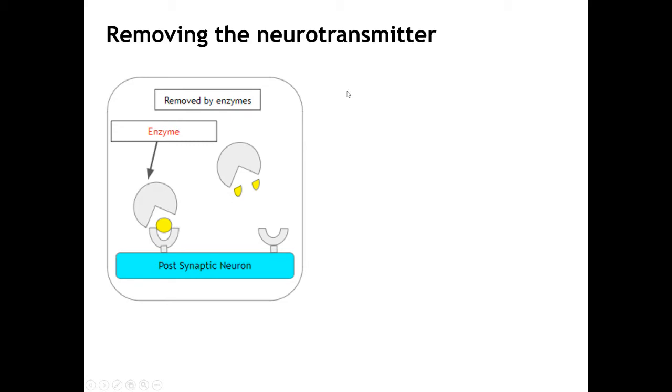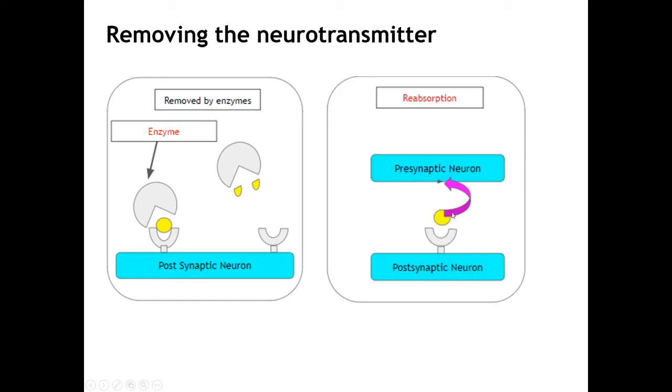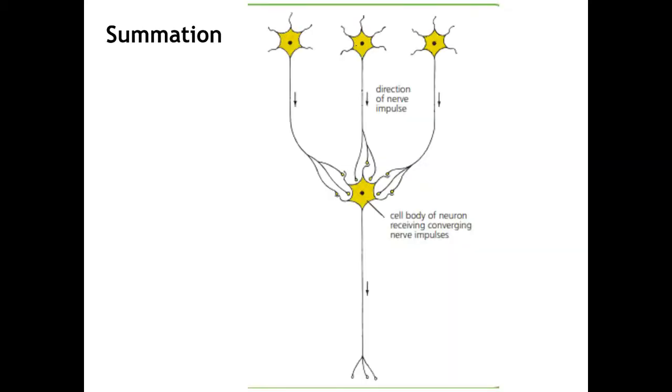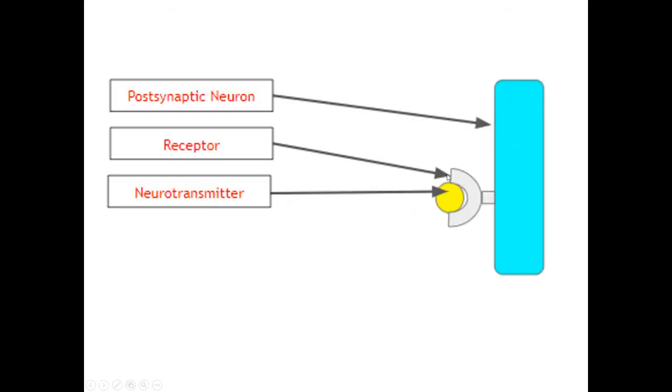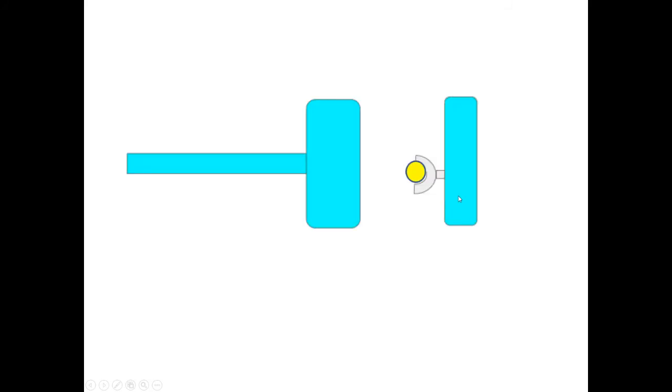The two main ways we talk about this happening is by the use of enzymes. So in the postsynaptic neuron, the neurotransmitter can be broken down by enzymes, or it can just be reabsorbed. So it can either be broken down and we can try and form it back into a neurotransmitter, or it can just be detached and reabsorbed. It's actually the decision of this receptor here to decide what function that neurotransmitter is going to carry out.